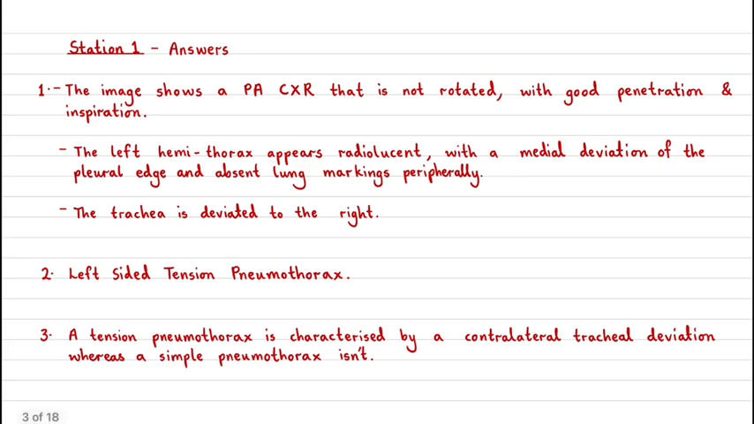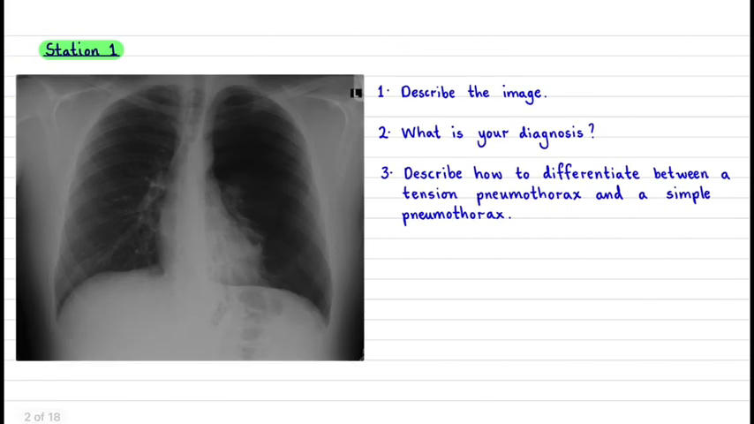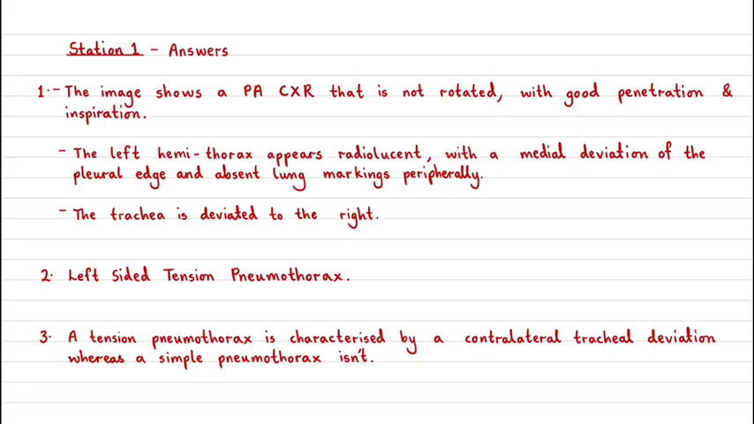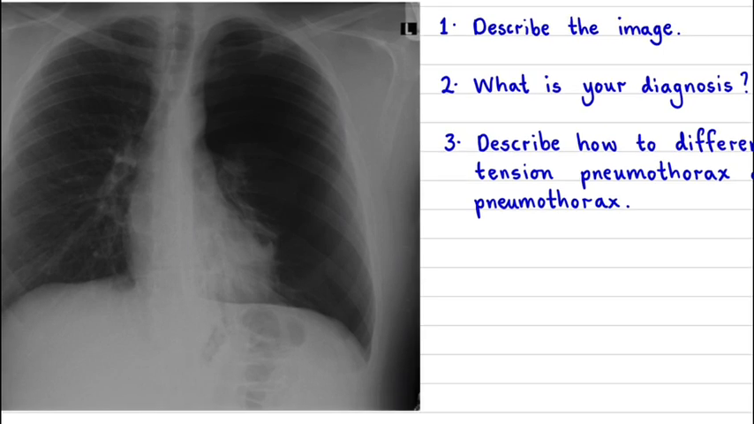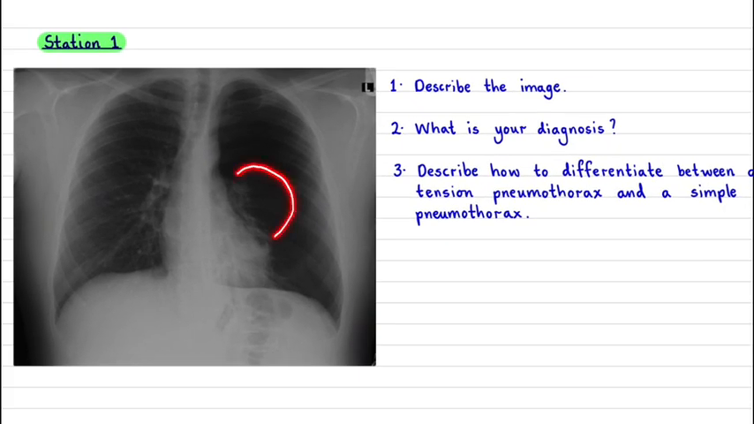So the left hemithorax appears radiolucent with a medial deviation of the pleural edge and absent lung markings peripherally. The left hemithorax appears radiolucent, meaning it appears darker. I'm sure you can see that this part of the chest appears much darker than this side, with a medial deviation of the pleural edge. So we've got the pleural edge right here. It has been deviated medially. And then peripherally to this, we've got absent lung markings, which is supposed to be something like this. But then they're absent.